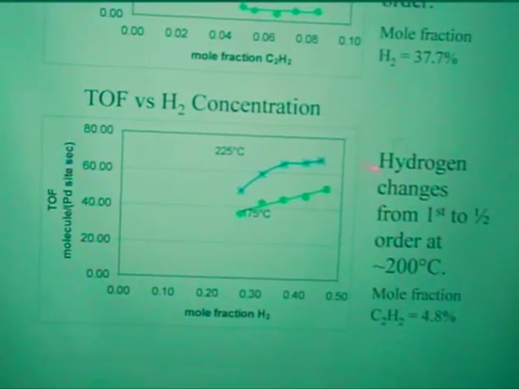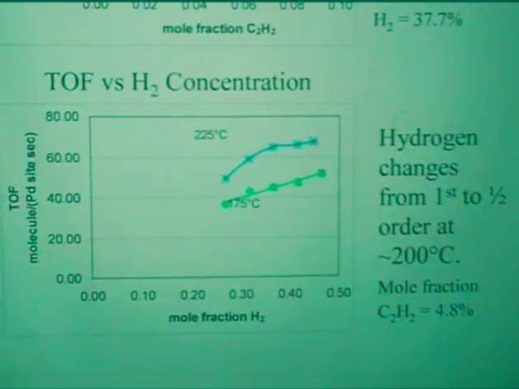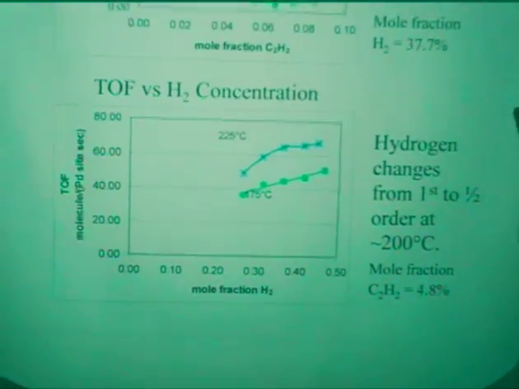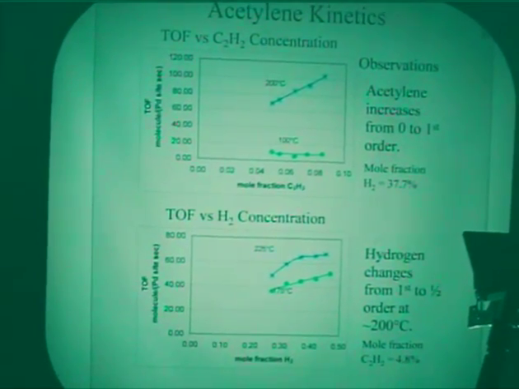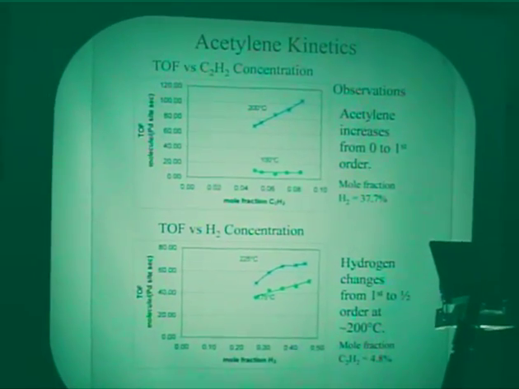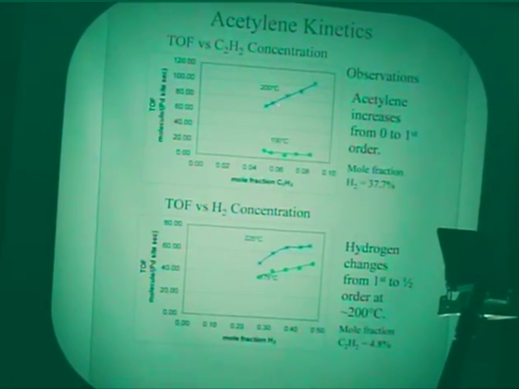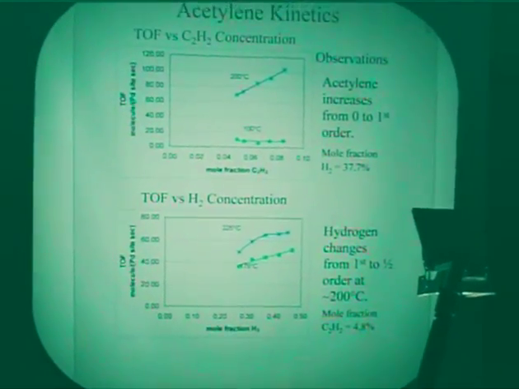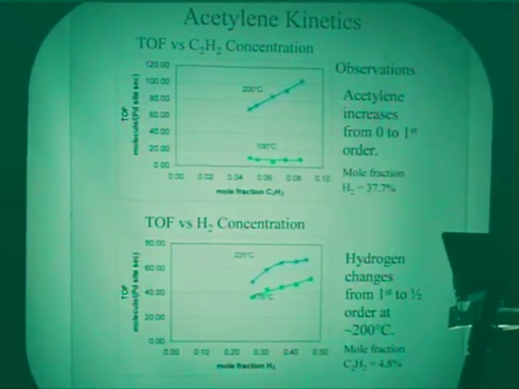Now looking at the reaction of acetylene with respect to hydrogen concentration, we see something rather unusual. It appears to be first order at low temperatures and perhaps half order at higher temperatures, and this seems to be very unusual to us, and it's not an expected result. And we see this transition at approximately 200 degrees C. Now the flow rates for this are approximately 150 milliliters per minute through 6 milligrams of catalyst. So it's a very high flow rate to a very small weight of catalyst.